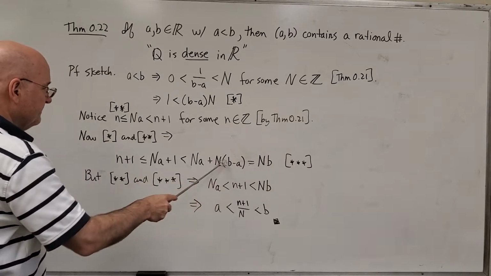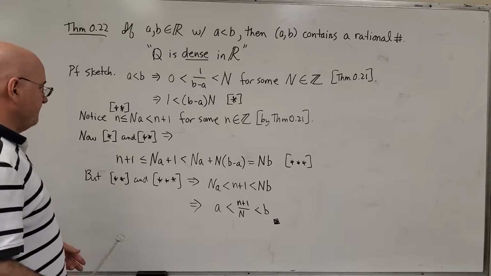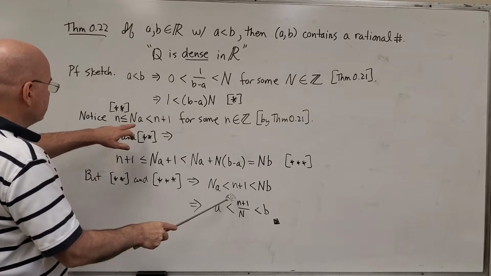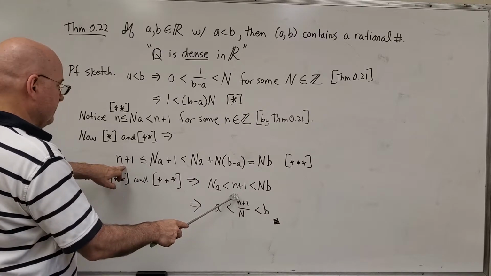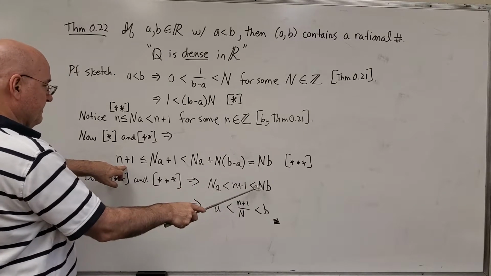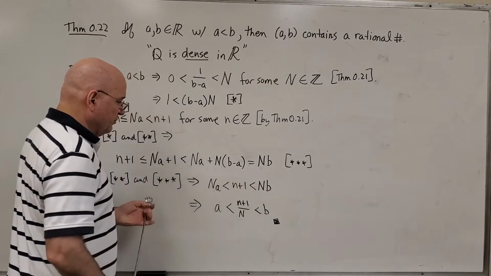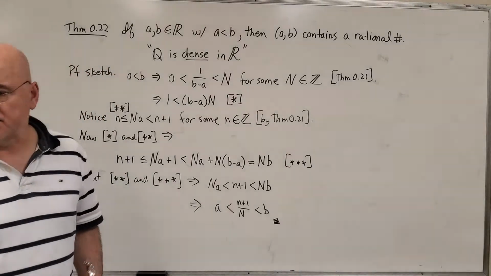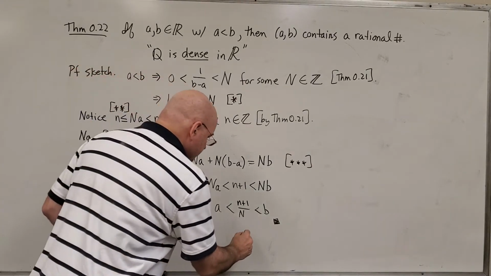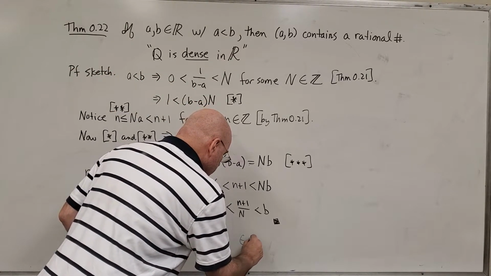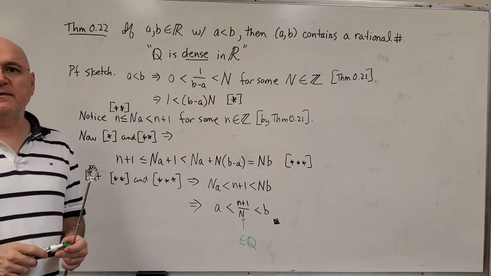Now by the 3 asterisks and the 2 asterisks, we get the following. Na is less than n plus 1, that came from here. And n plus 1 is less than Nb from up here. This compound inequality, divide it all by capital N and we get a less than little n plus 1 over capital N is less than b. And we're done, because this is an integer over an integer, which is an element of the rational numbers.